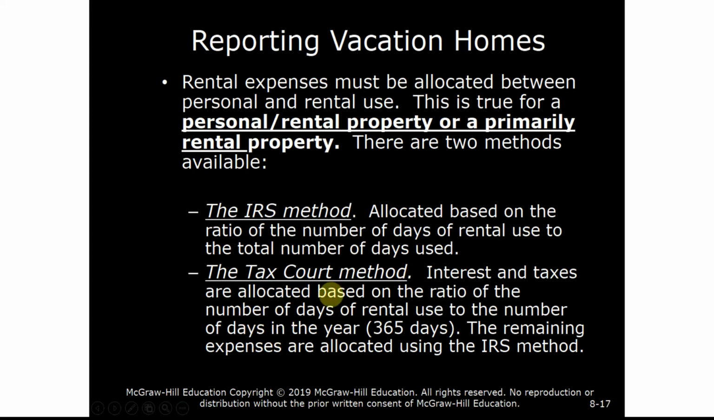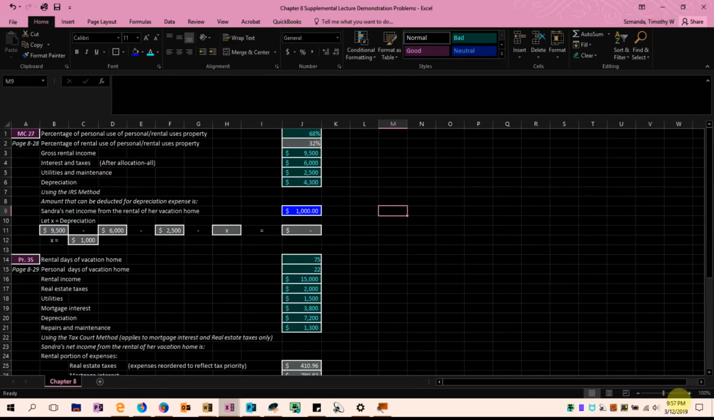The other method to allocate at least interest and taxes is using the tax court method. If you use the tax court method, you only use it to allocate interest and taxes, these shared expenses on the rental property. But you would do so not based on the number of days used for the year, but rather based on the rental use divided by 365. And then the remaining expenses are allocated using the IRS method. So let me go through an example of this to help hopefully make it more clear. So let me make this a little bit larger.